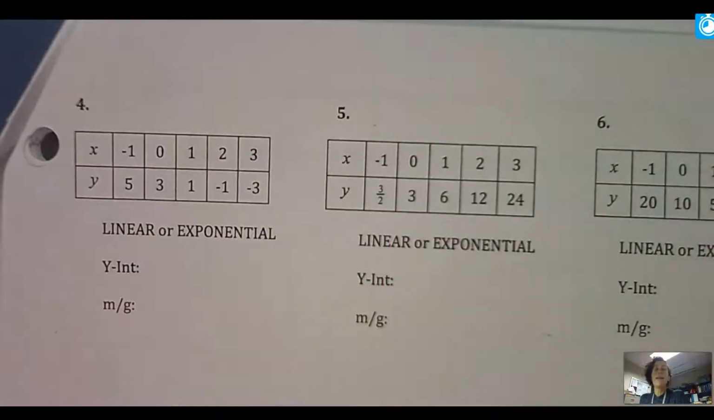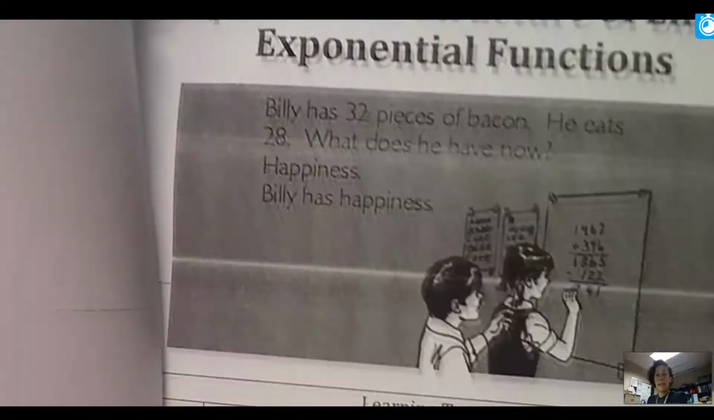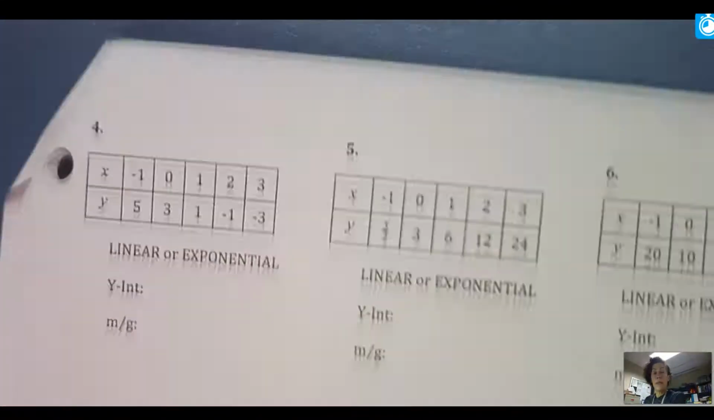Some of us got through quite a bit of this, and some of us just got through a little bit. So you need to fast forward to where we left off, but I'll be starting on page 3 in our chapter 3 packet. Remember, the chapter 3 packet looks like this, has the mention about bacon. And again, just fast forward to where you need to be.